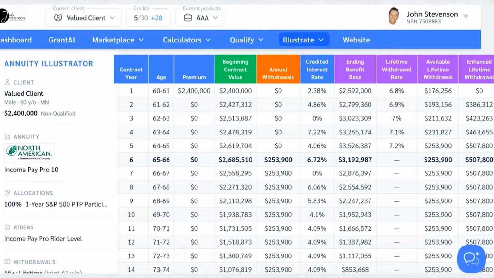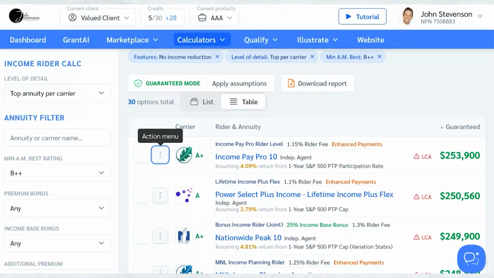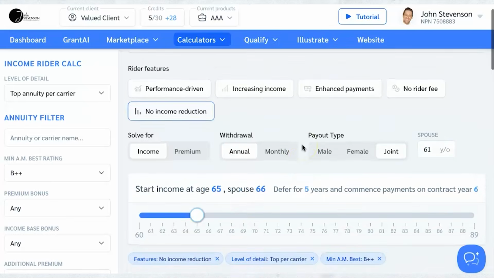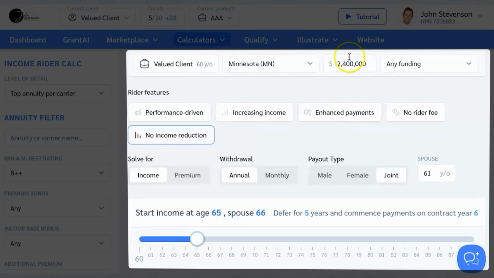So let's go back here. All right. So we're looking at $2.4 million. You're probably looking at this saying, well, I don't want to invest that much. Maybe I'll invest 2/3 of it. Okay. We'll say $2 million.